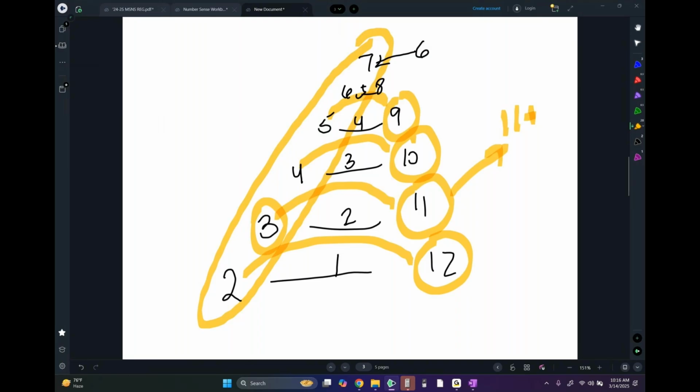So if I said how many ways can I roll a 9, I'd say 9 plus what is 14? 5. So 5 has 4. So there'd be 4 ways to roll it. Okay, that's the first step. You have to understand that pyramid, right? That pyramid helps you.